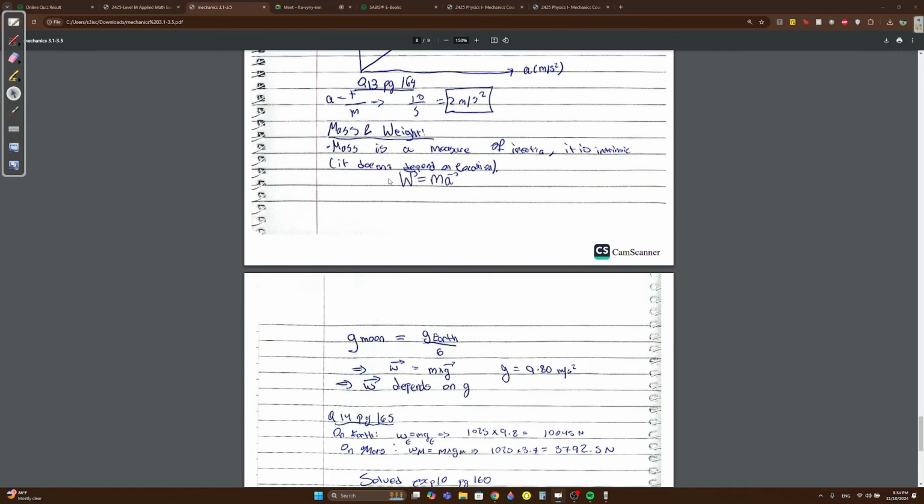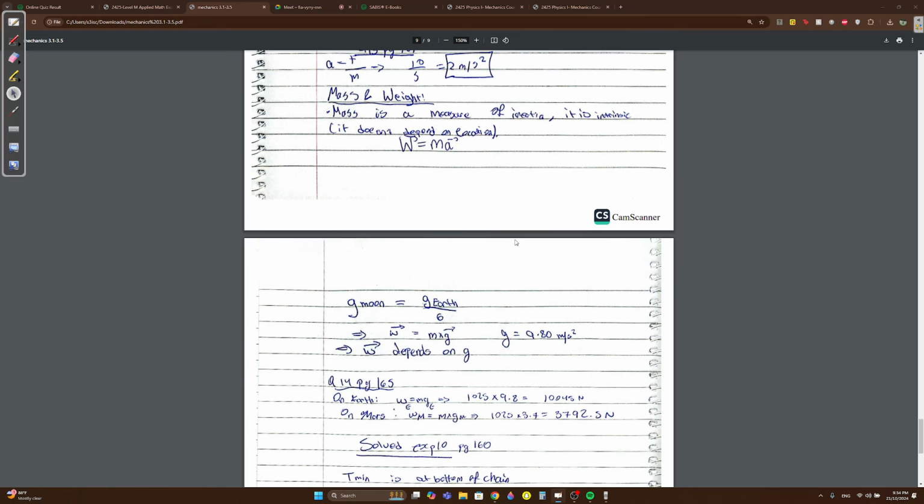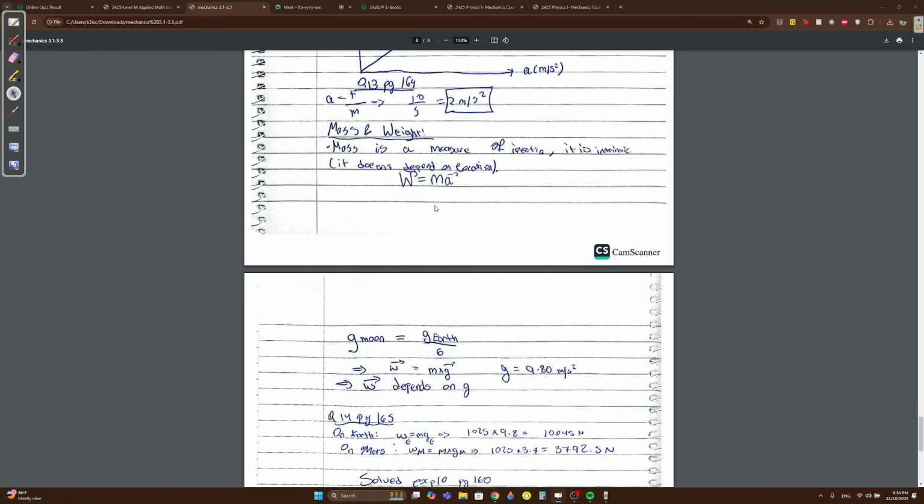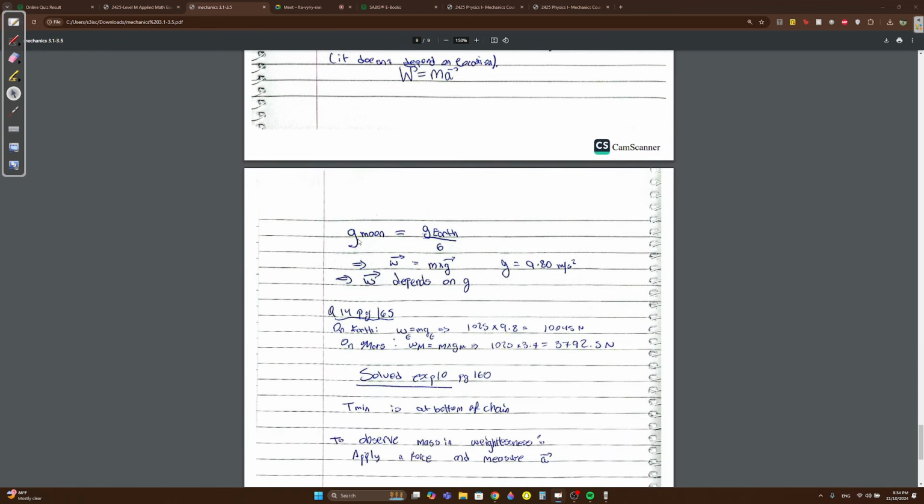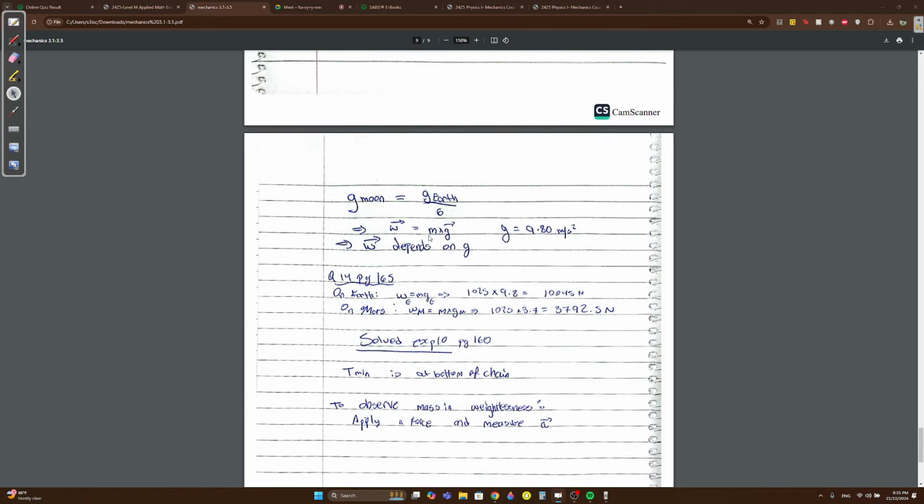Mass and weight. Mass is a measure of inertia. It is intrinsic, so it doesn't depend on its location. If you're here or on Earth, the mass will still remain the same. W is equal to ma. In other words, W is equal to mg. And there's a small note here that the g on the moon is equal to 1/6 that of the Earth. W is mg.